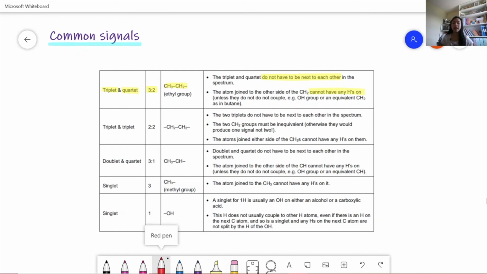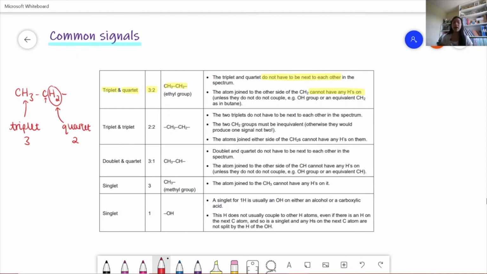So how this works is that if we have a CH3-CH2 group, these three hydrogens here will produce a triplet peak because we have two hydrogens on this adjacent carbon here. And so that means that these two hydrogens will produce a quartet peak. And this is due to the three hydrogens on the adjacent carbon. And so the relative intensity of these will be 3 to 2 because we have three hydrogens on the first carbon and two hydrogens on the second carbon.